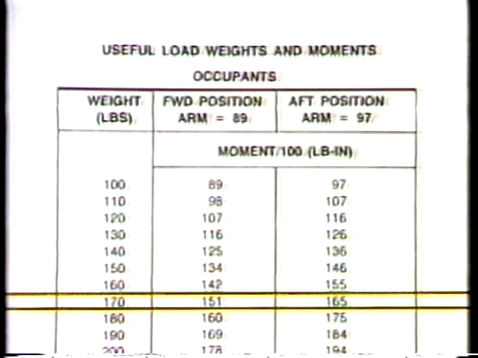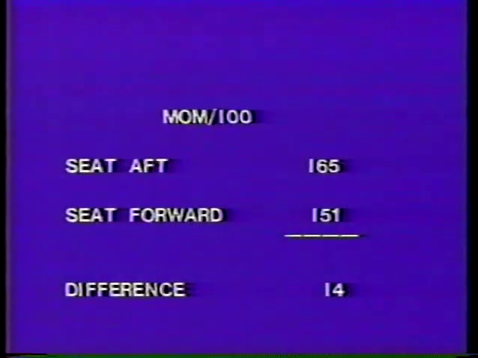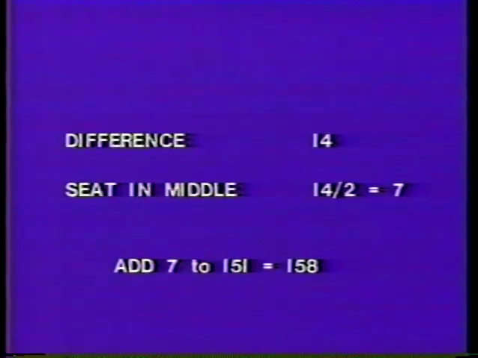The left and right seat occupants' weight and moments are found on this chart page. Since the occupants table gives different moments depending upon whether the seats are in the forward or aft position, let's assume that both occupants sit halfway between the two extreme positions. Interpolate or split the difference between the moment index of 151 with the seat forward and 165 with the seat aft. The difference is 14, and since the seats will be in the middle, we divide 14 by 2 to get 7, which we add to the lower moment index, for a moment index of 158 for each occupant.